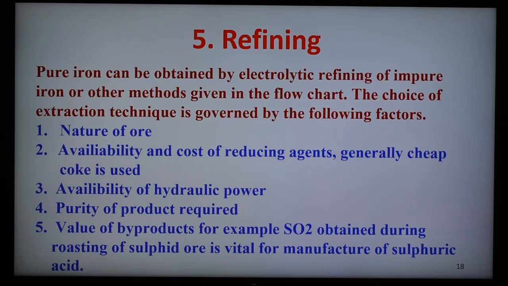On passing electricity, the metal from the anode goes into the solution as ions due to oxidation, while the pure metal gets deposited at the cathode due to the reduction of metal ions. The impurities settle down below the anode, and that is also known as anode mud. So this is the electro refining.